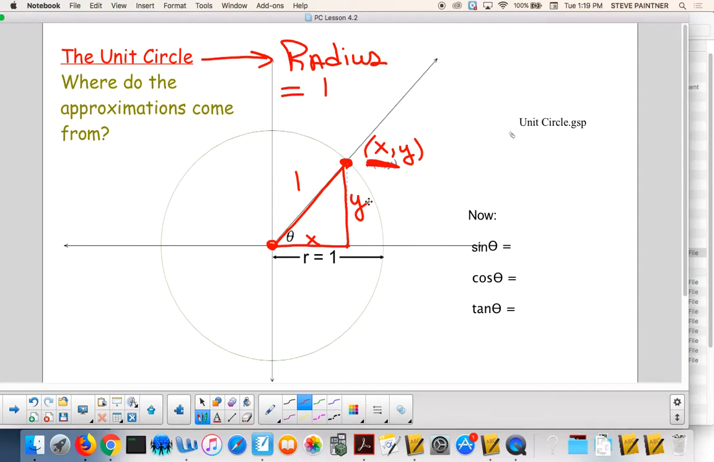Okay. Now, knowing that the unit circle has a radius of 1, answer these questions again. What is sine of theta, cosine of theta, tangent of theta? Get it close to the same thing.